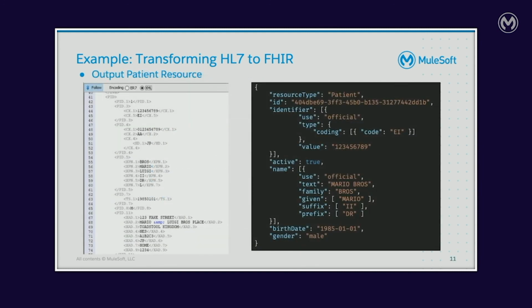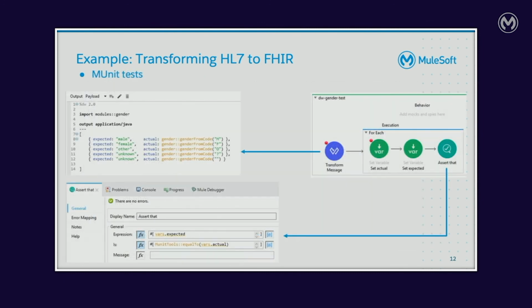Here's an example of what this particular DataWeave will generate when given our source HL7 message. And as you can see, the patient's name, identifier, date of birth and gender all get mapped across as we expect. We can also test each of our smaller modules in isolation using MuleSoft's MUnit framework.